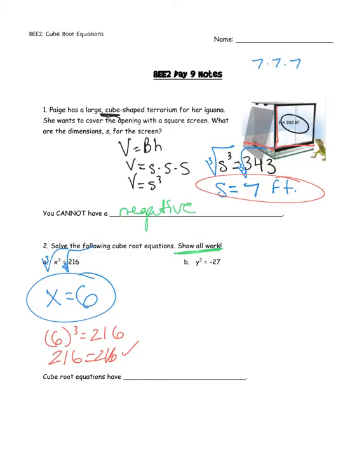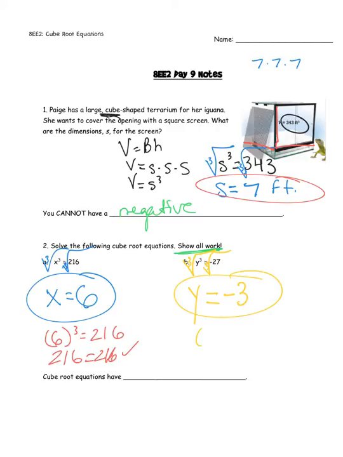All right, hopefully you got the same answer as I did. The first thing you're going to want to do is reverse the cube by taking the cube root. So I'm going to show my cube root over here and over here. Cube and cube root cancel each other out, so it's going to say y equals. And now I want to think through what times itself times itself would be negative 27. The answer there is negative 3.